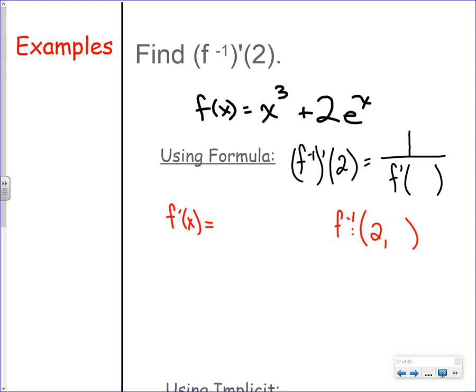What's missing? We have two things we need. Who's b? And who's f prime? So how do you find f prime? The derivative of x cubed is, got it. I would take the derivative of 2e to the x. 2e to the x, he's the nice one, right? Stays the same. All right, so we have f prime. We're ready to put that in the formula.